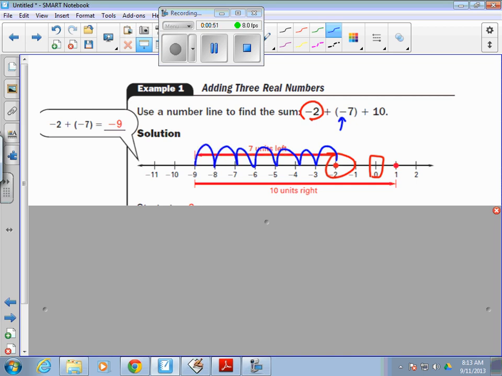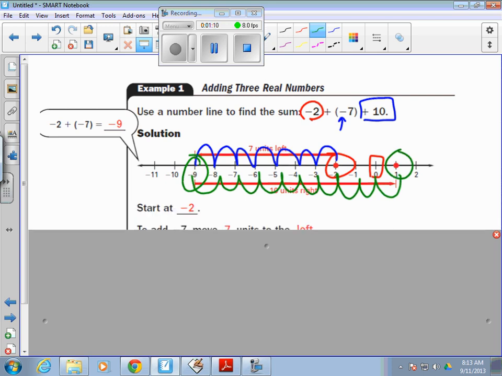You get to -9. Then you're adding the last number, +10. That means move 10 times to the right. So from -9, that's where we are, we're going to move 10 times to the right. 1, 2, 3, 4, 5, 6, 7, 8, 9, 10. And we end up at +1. That is using a number line.